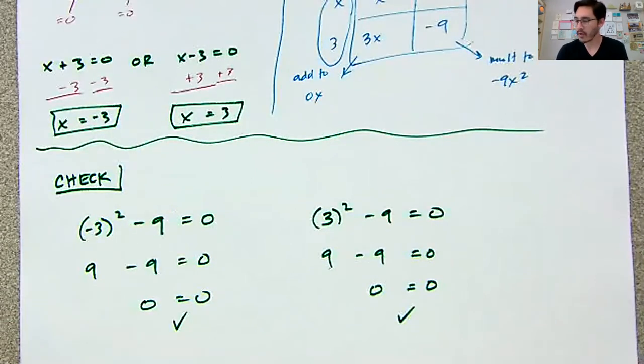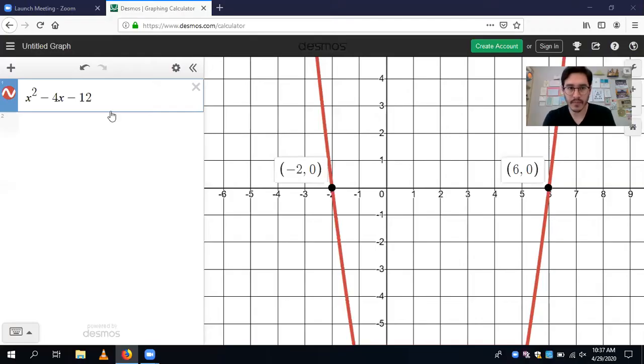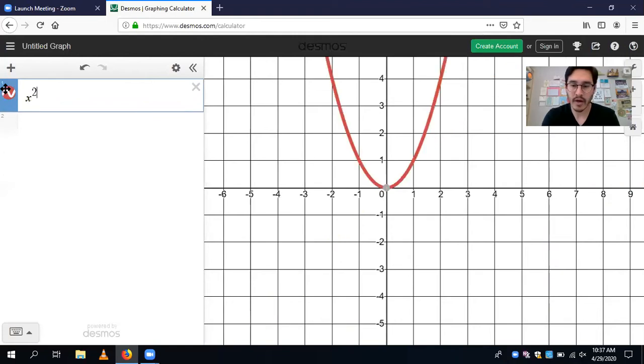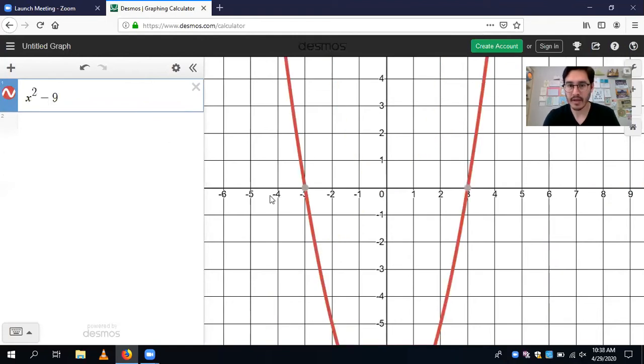I'm just going to switch over so that we can see what this looks like in Desmos. All right, so our quadratic function was x squared minus 9. And if you take a glance here, you can see that the locations of the x-intercepts are at -3 and +3, which were, in fact, the solutions we had.